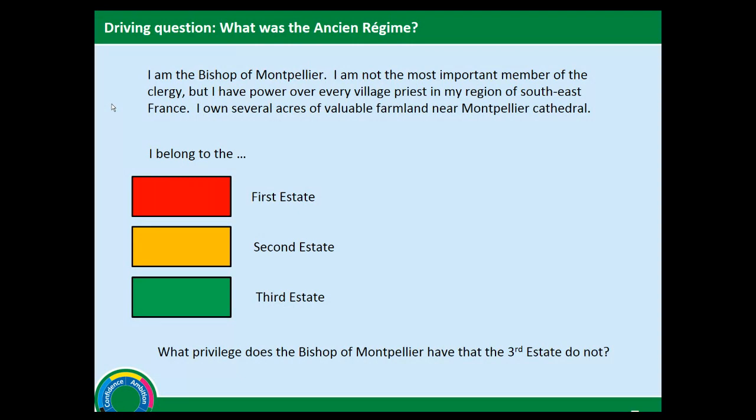I am the Bishop of Montpellier. I am not the most important member of the clergy, but I have power over every village priest in my region of southeast France. I own several acres of valuable farmland near Montpellier Cathedral. I belong to the first estate, second estate, or third estate. Your extension question: what privilege does the Bishop of Montpellier have that the third estate do not? Pause while you answer the questions.